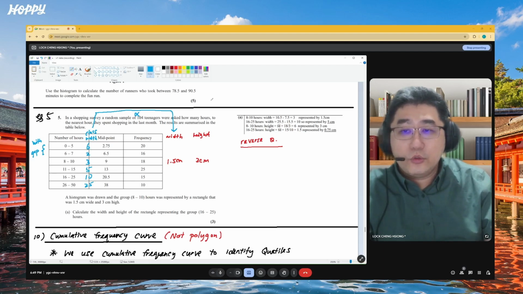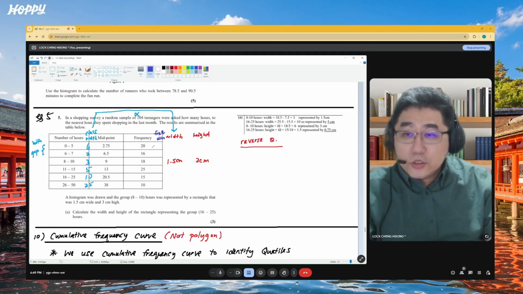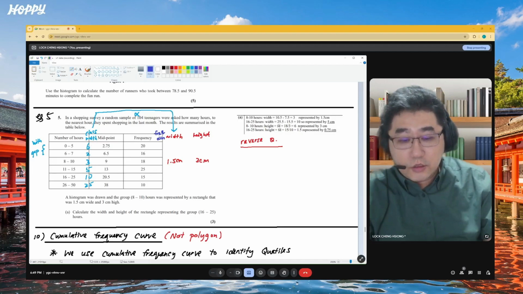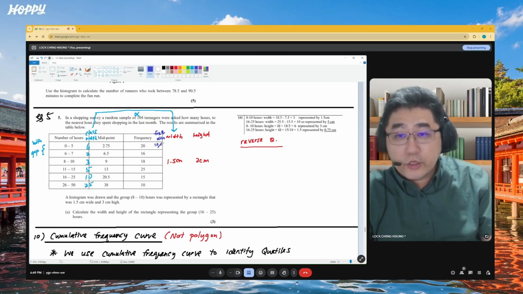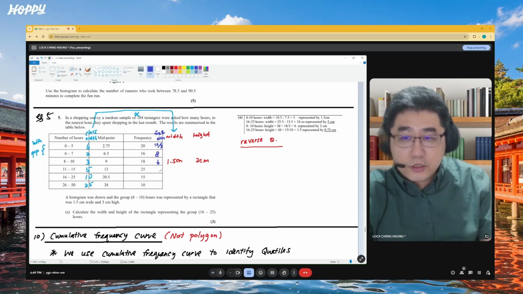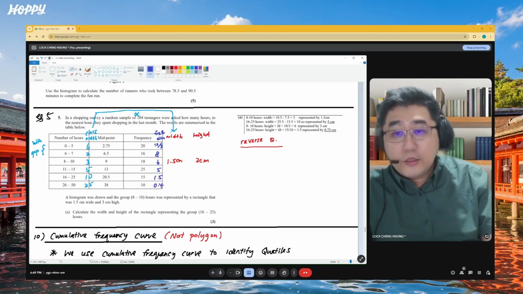Then next will be frequency density. So frequency density, I have 20 divided by 6. Okay, I have 10 over 3. So 16 divided by 2, I have an 8. So I have a 6 here, I have a 5 here, I have a 1.5 here. I have 10 divided by 25, I have 0.4 here. And this frequency density will be directly proportional to height.